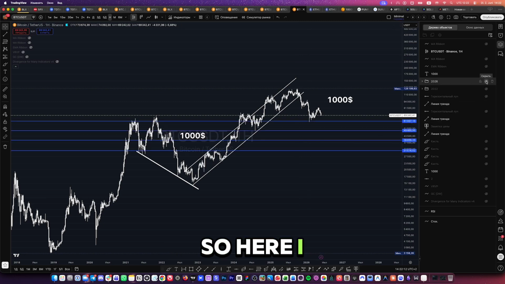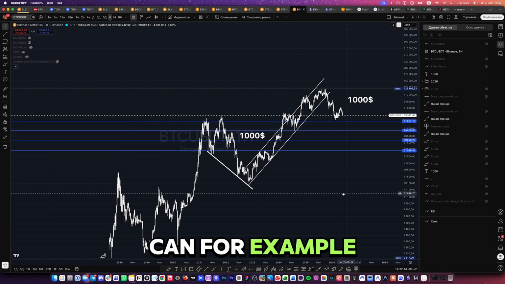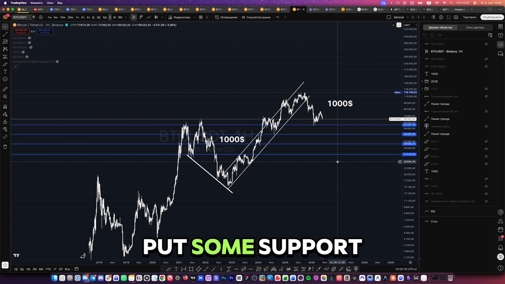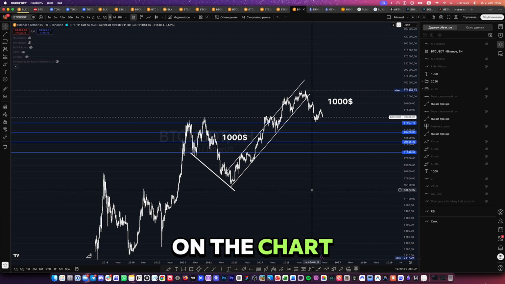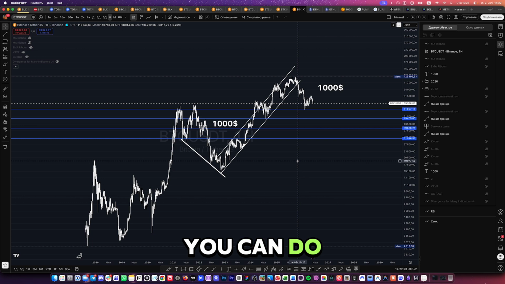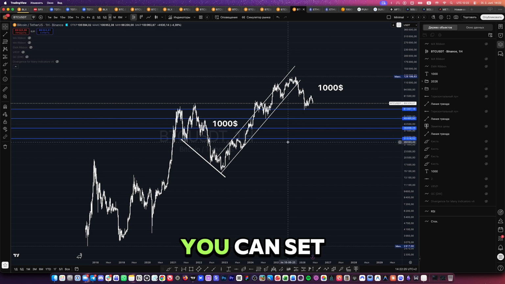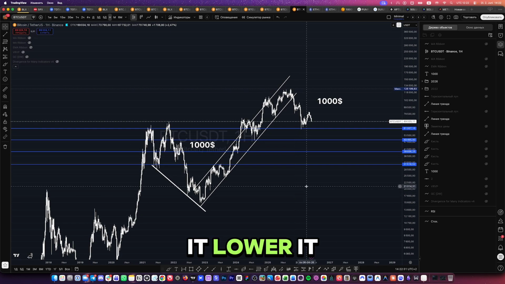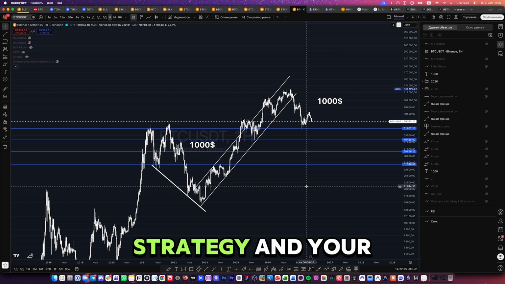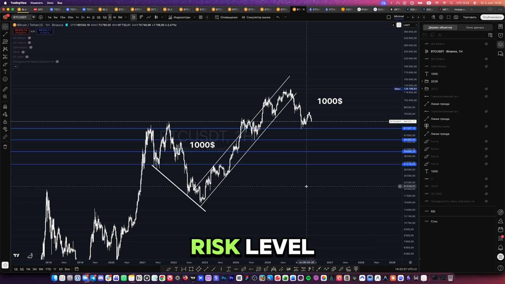So here I can, for example, put some support levels, buying orders on the chart. You can do this on your own. You can set it to prices like you see here. You can set it lower. It doesn't matter. It just needs to fit your strategy and your risk level.